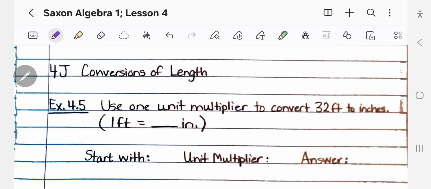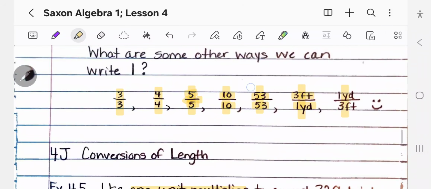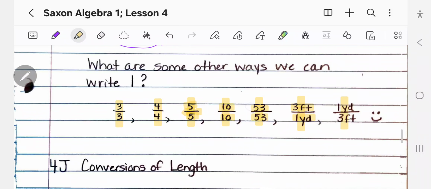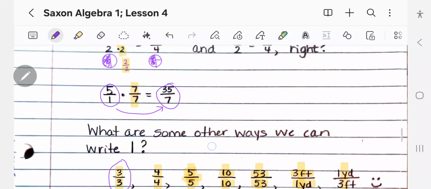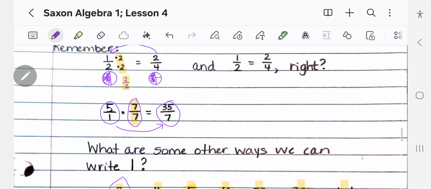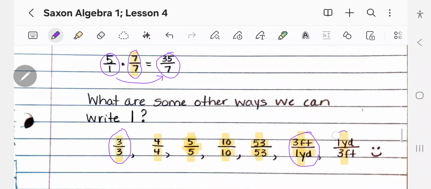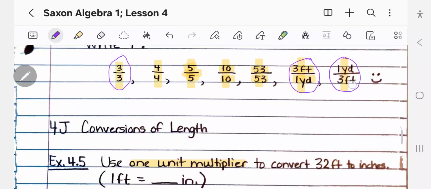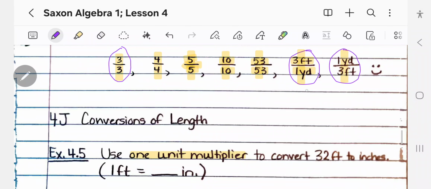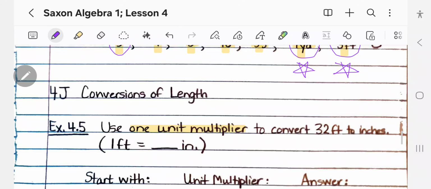So let's look at example 4-5. Use 1 unit multiplier. Okay, so we just talked about unit multipliers right here. Okay, these other ways that we can write 1, this is a unit multiplier. It's equal to 1, so we can multiply by it. Just like here, 7 over 7, it's equal to 1, and we multiply by it. It's a unit multiplier. And the same as these. Now, these are what we're going to be using here. Something that looks like these two. That's how we're going to figure out example 4-5.